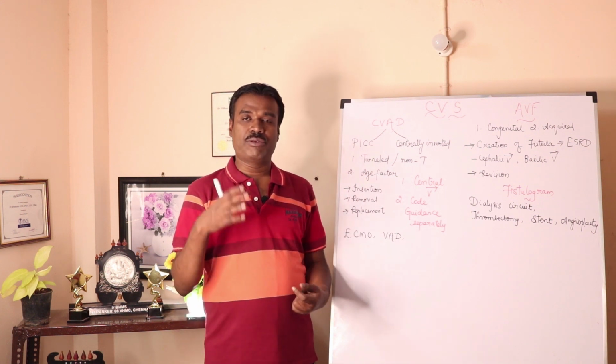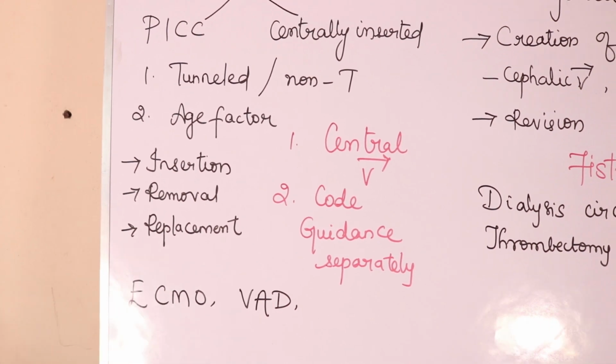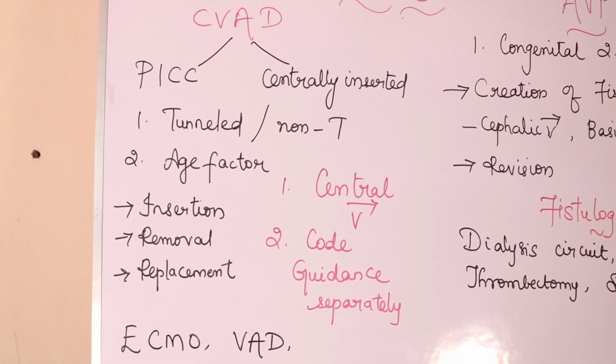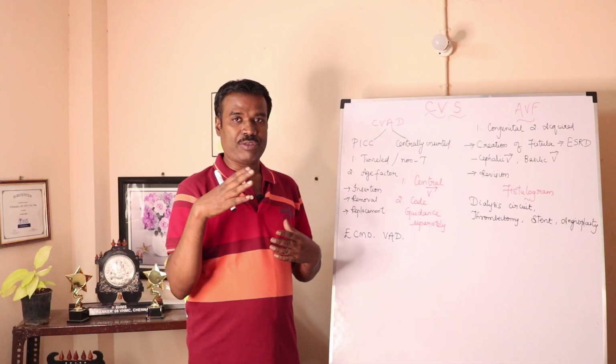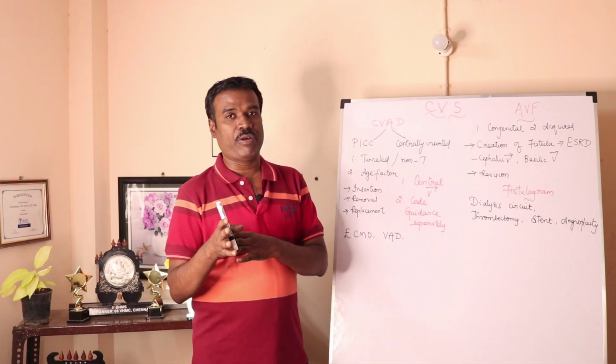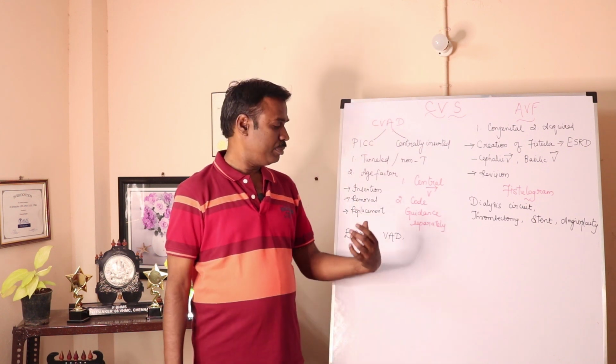Here, while instituting this ECMO procedure, you need to know where the cannulation is being placed. Is it an arterial cannulation or a venous cannulation? For the insertion, you will have separate codes. For the maintenance, you have separate codes. And for the removal, you have separate codes.